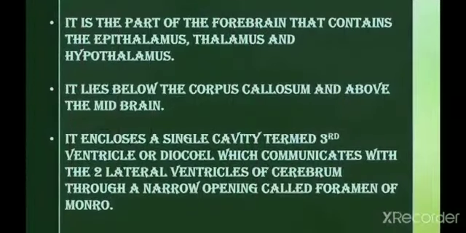Diencephalon. It is the part of the forebrain that contains the epithalamus, thalamus and hypothalamus. It lies below the corpus callosum and above the midbrain. It encloses a single cavity termed third ventricle or diocoel, which communicates with the two lateral ventricles of cerebrum through a narrow opening called foramen of Monro.